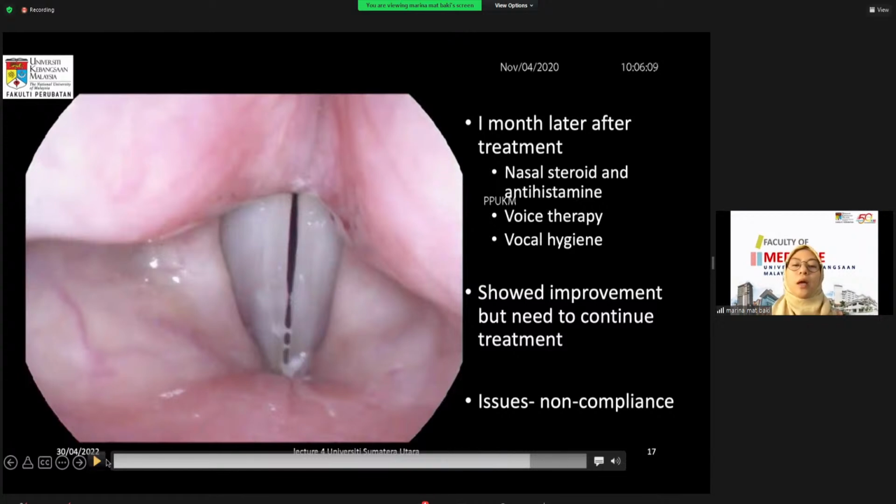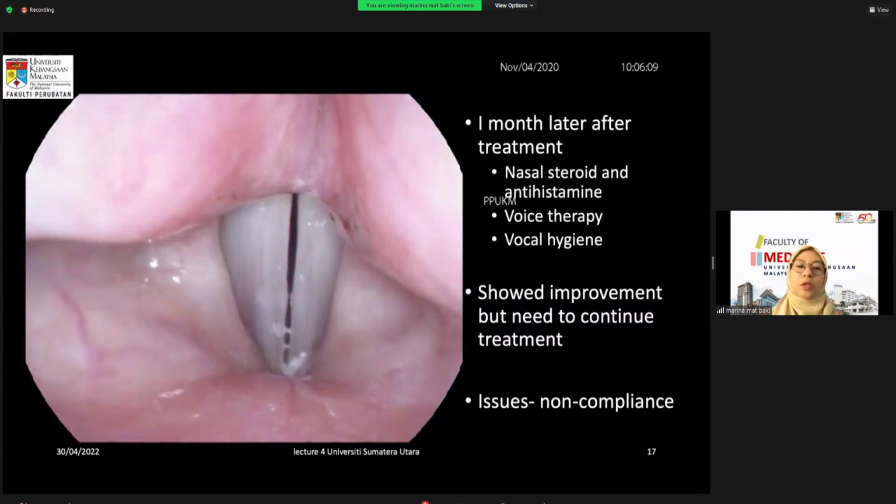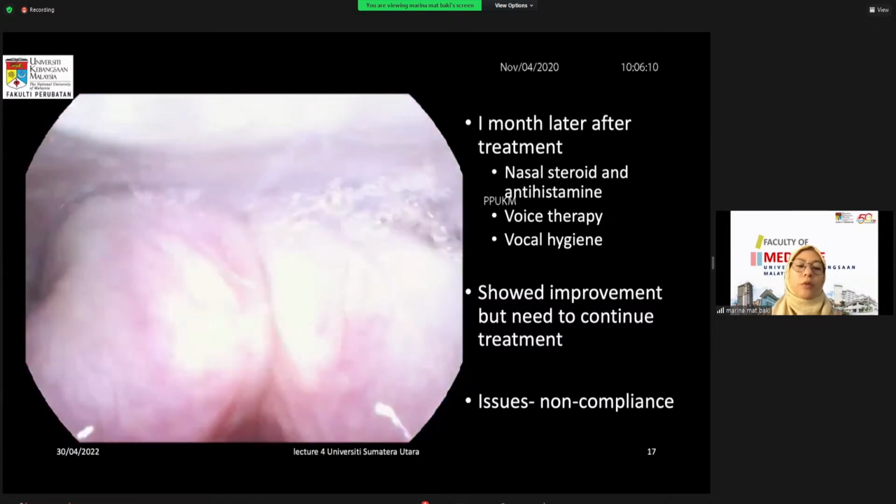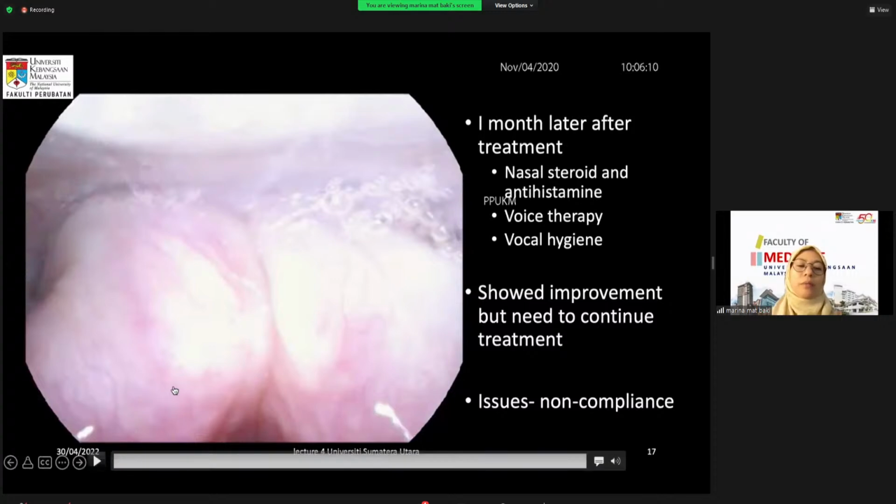So hope you can appreciate that on a low note and normal conversation, she now has complete closure and good mucosal wave, but she still has a small bump that can be seen, a very tiny one on high note, but the mucosal wave becomes more symmetrical. So the treatment is not complete yet.